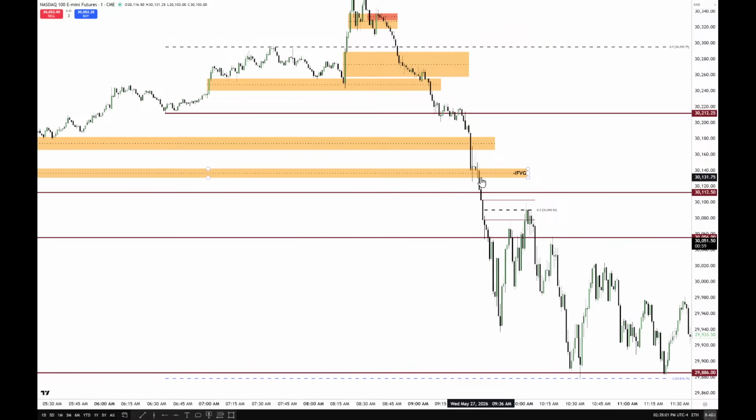It stays heavy, breaks lower, another SIBI. I split that range in half, and it's the consequent encroachment. And look at the bodies respecting that.